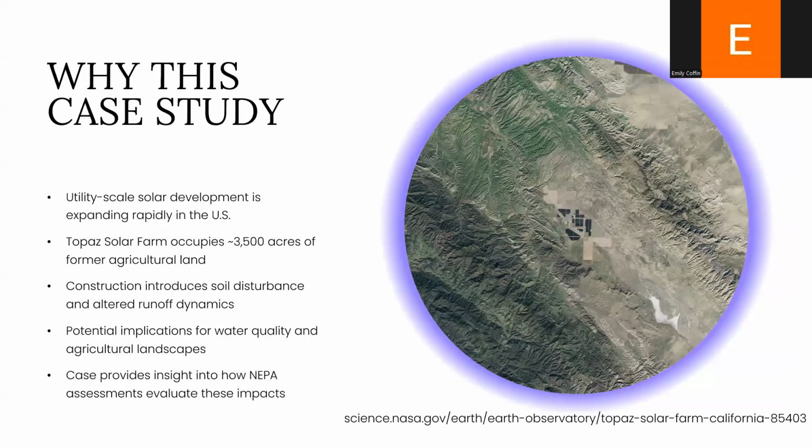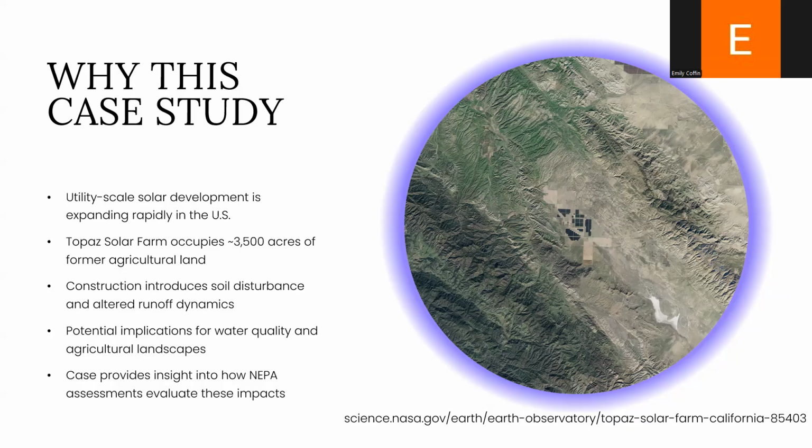So why this case study? I selected it because utility-scale solar development is expanding rapidly across the United States. As renewable energy development increases, more large-scale solar projects are being constructed on previously agricultural land. The Topaz Solar Farm covers roughly 3,500 acres of former ag land, which makes it a particularly useful case study for evaluating environmental and social impacts associated with land use change.